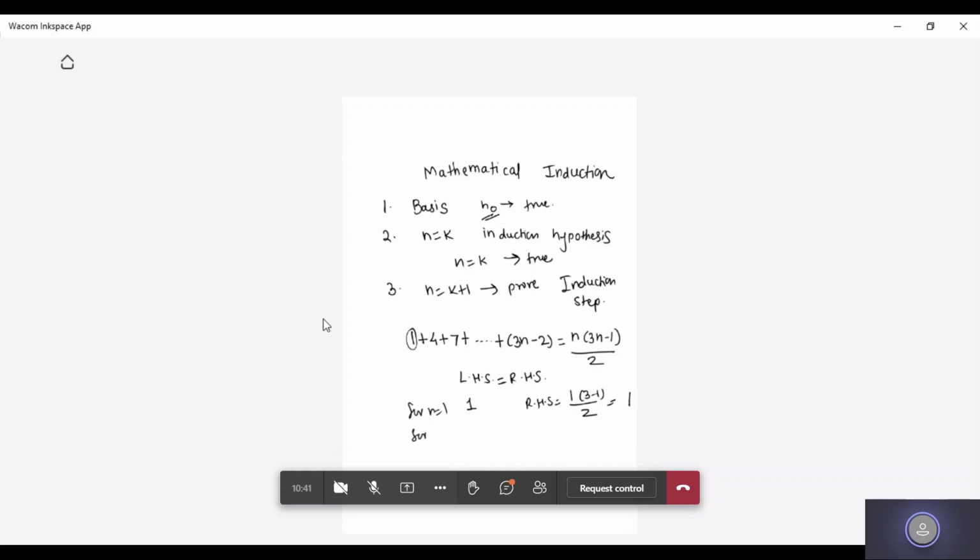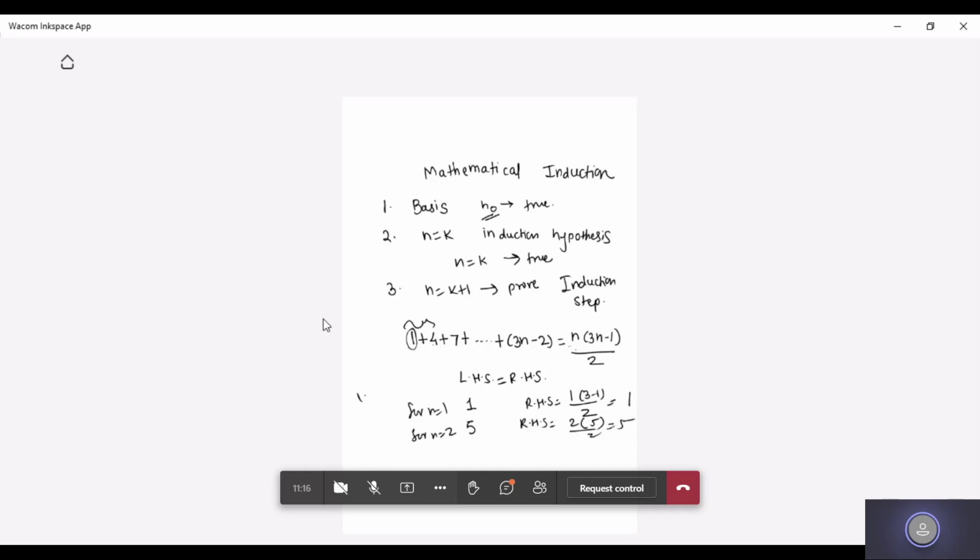For n is equal to 2, it would be 1 plus 4, so it would be 5, right? RHS is equal to 2 into (3 into 2 is 6, minus 1 is 5) divided by 2. So 5 I'm getting. If you put n is equal to 3, I'll be getting 7 plus 4 is 11 plus 1 is 12, right? And if I put 3 over here, 3 into 8 divided by 2, I'm getting 12 for RHS. So if you keep on doing it, you are going to get LHS is equal to RHS.